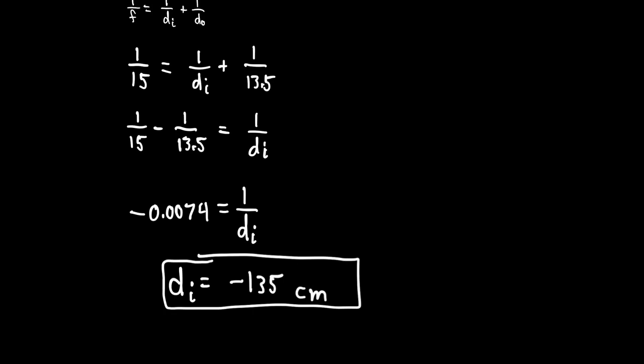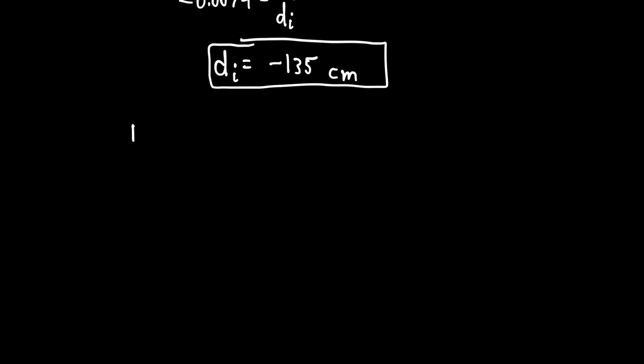Part B. How do I find the magnification? What's the equation for magnification? Right there on the board, negative DI over DO.